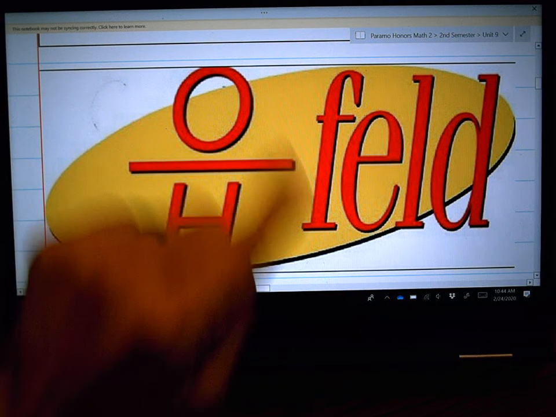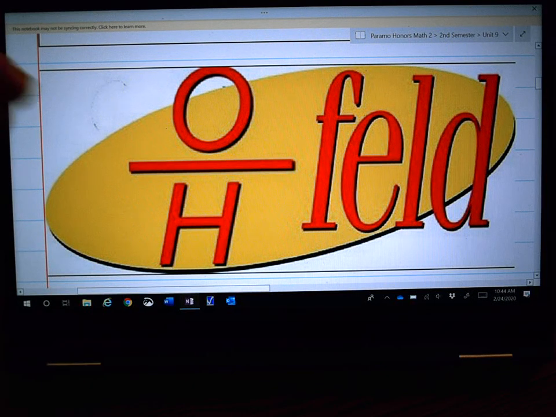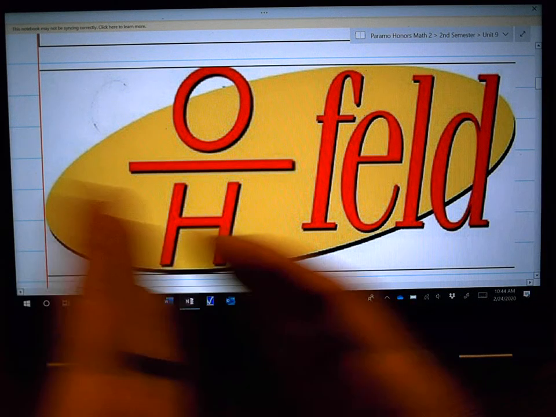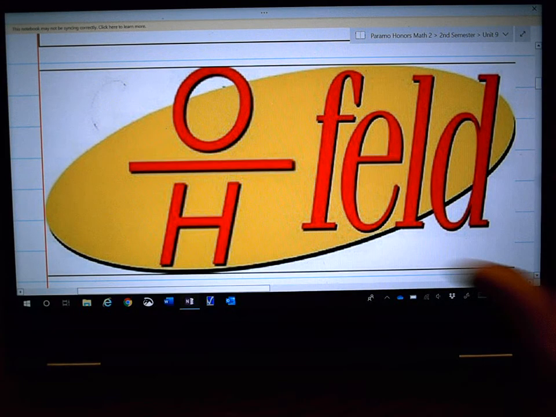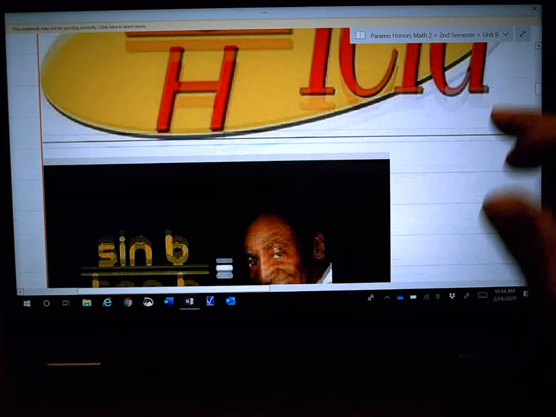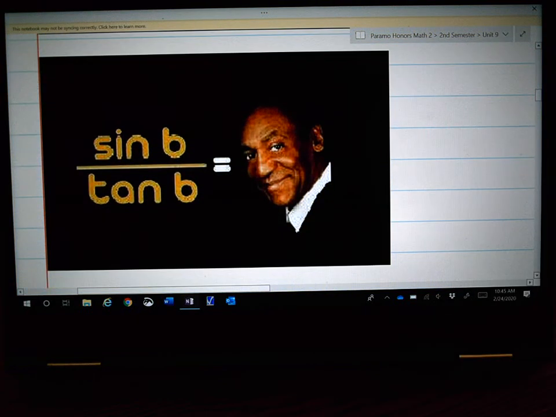Sine of an angle is equal to the opposite over hypotenuse. Seinfeld. And if you ever saw the show, you would know that it says Seinfeld right there. You're all probably too young for knowing who this person is.